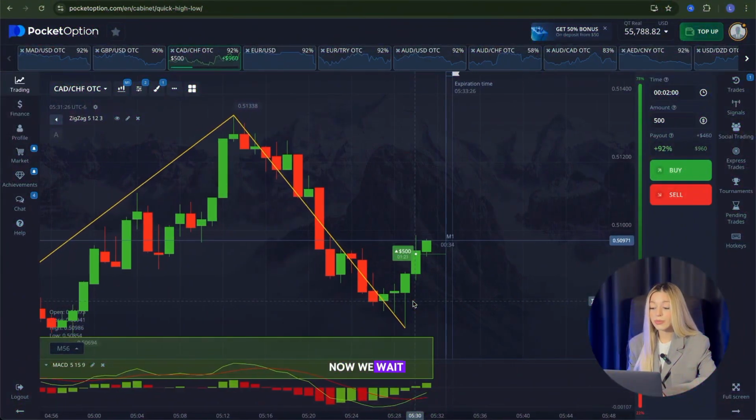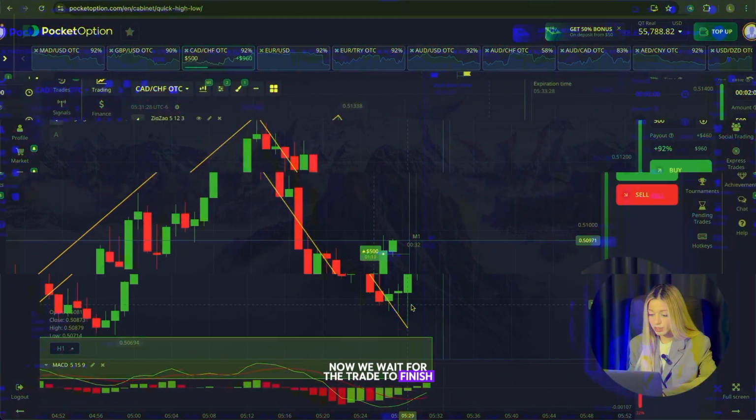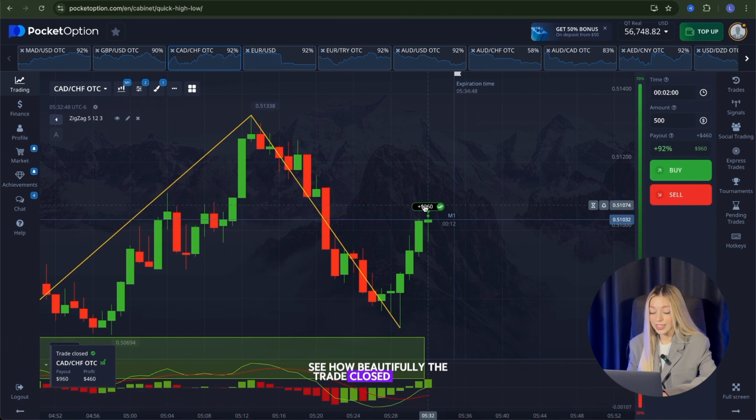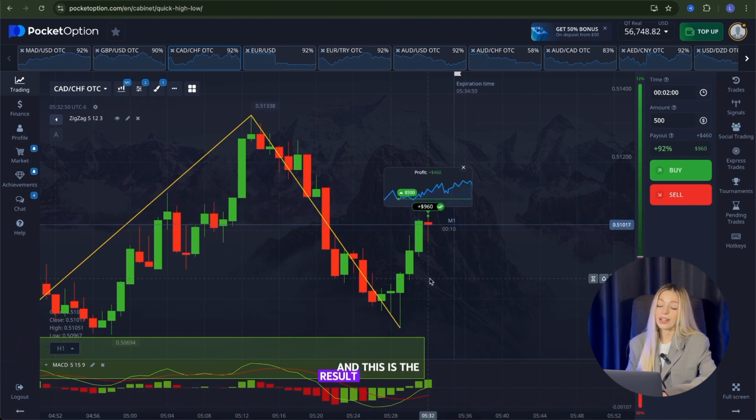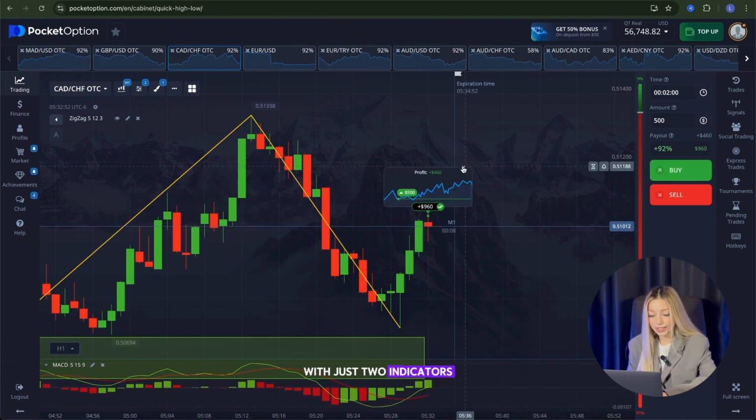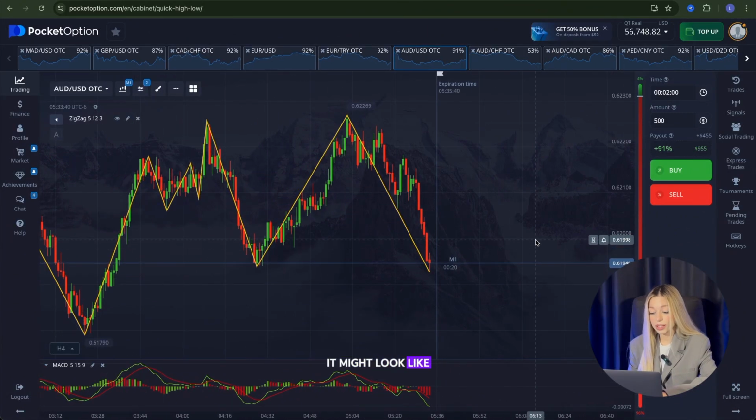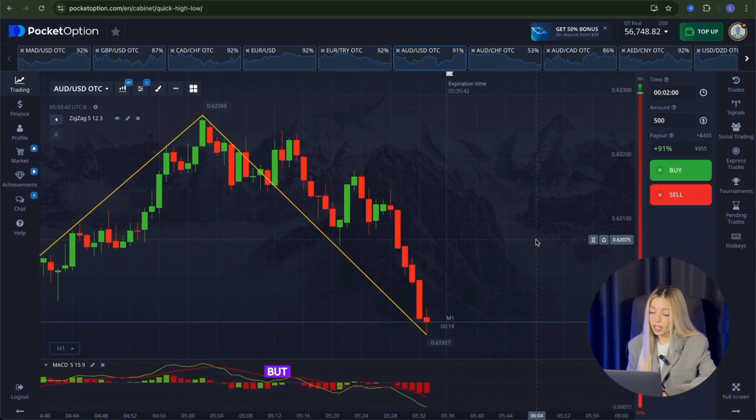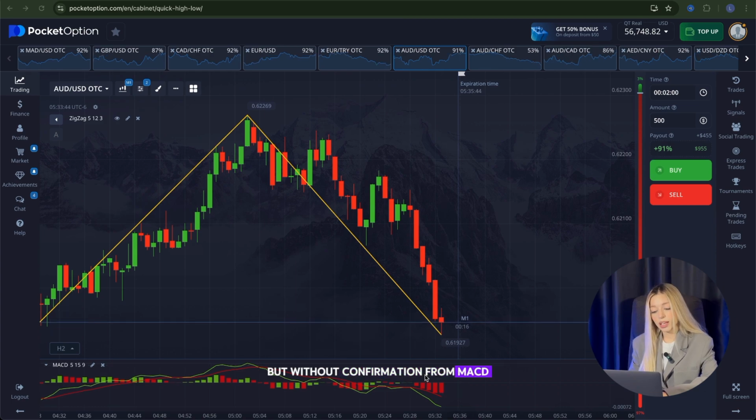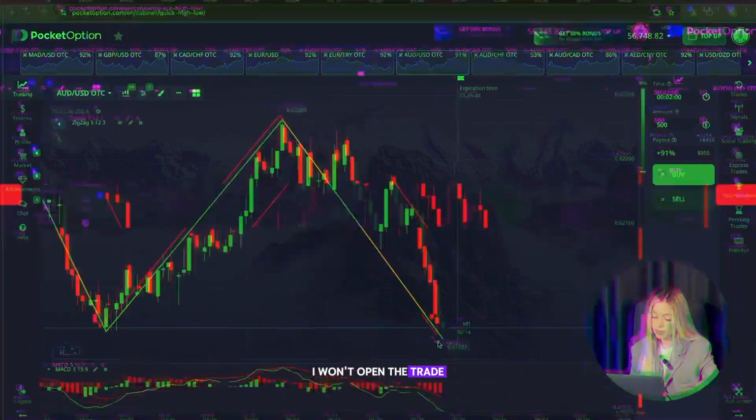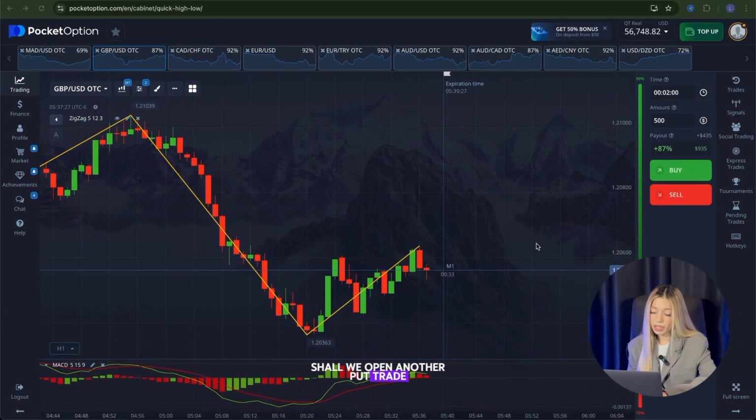Okay, now we wait for the trade to finish. See how beautifully the trade closed in profit, and this is the result of analyzing with just two indicators. Here is a situation I would skip. It might look like there is a support level, but without confirmation from MACD, I won't open the trade. So shall we open another put trade?